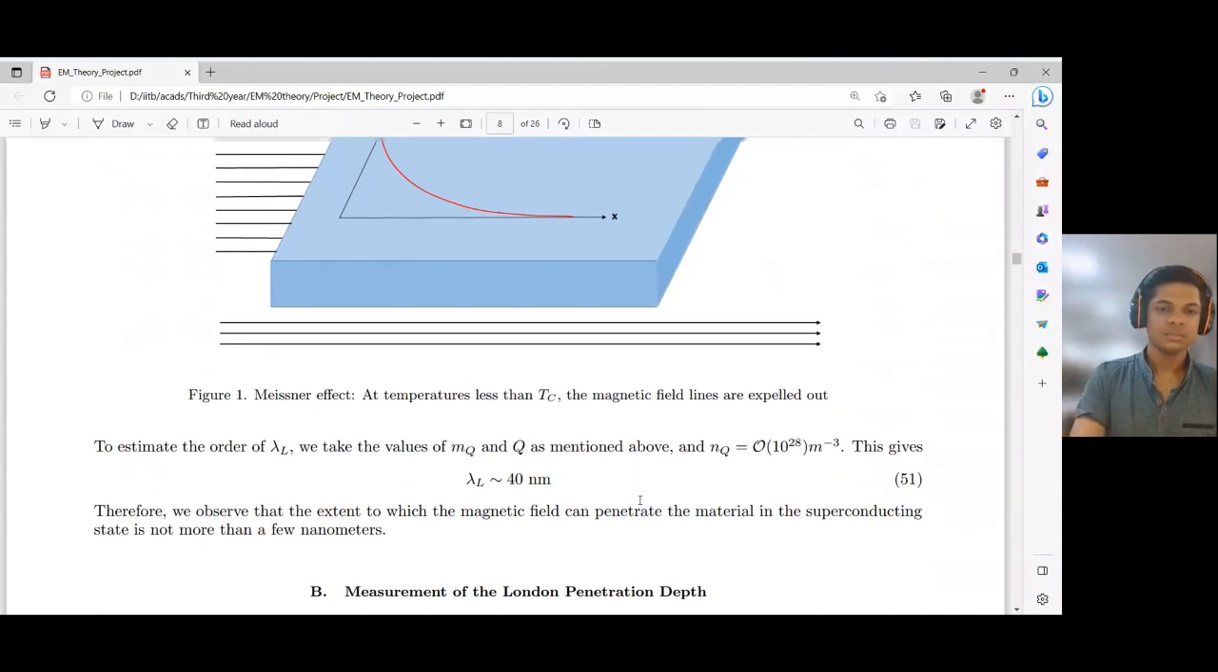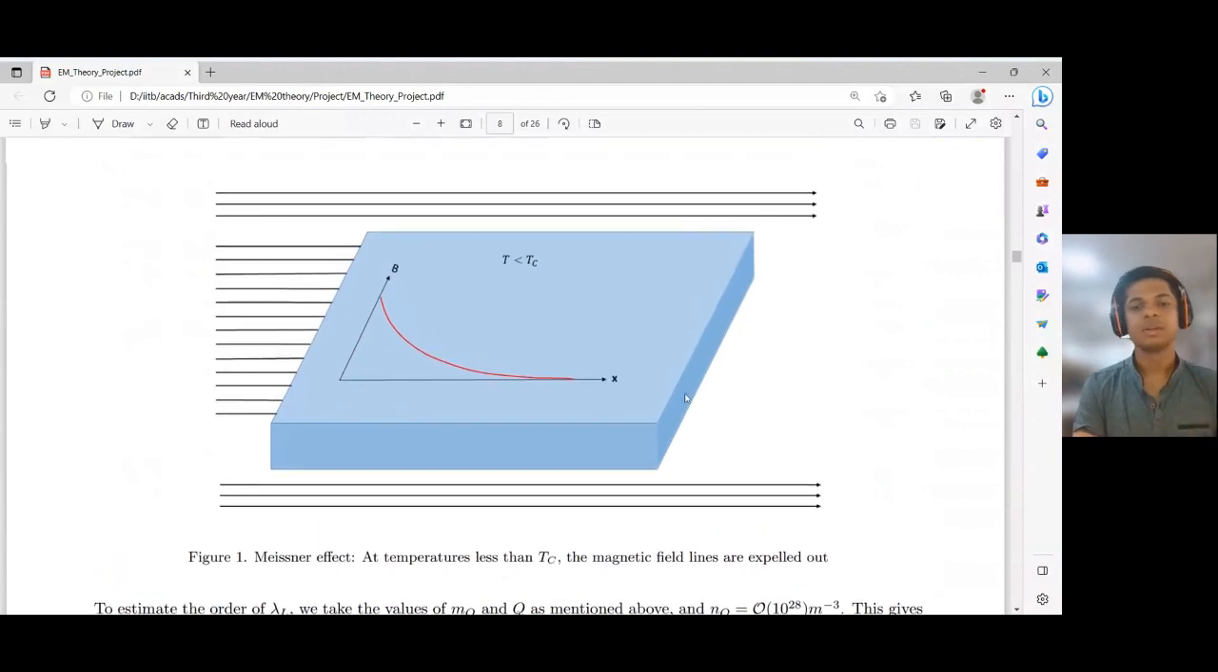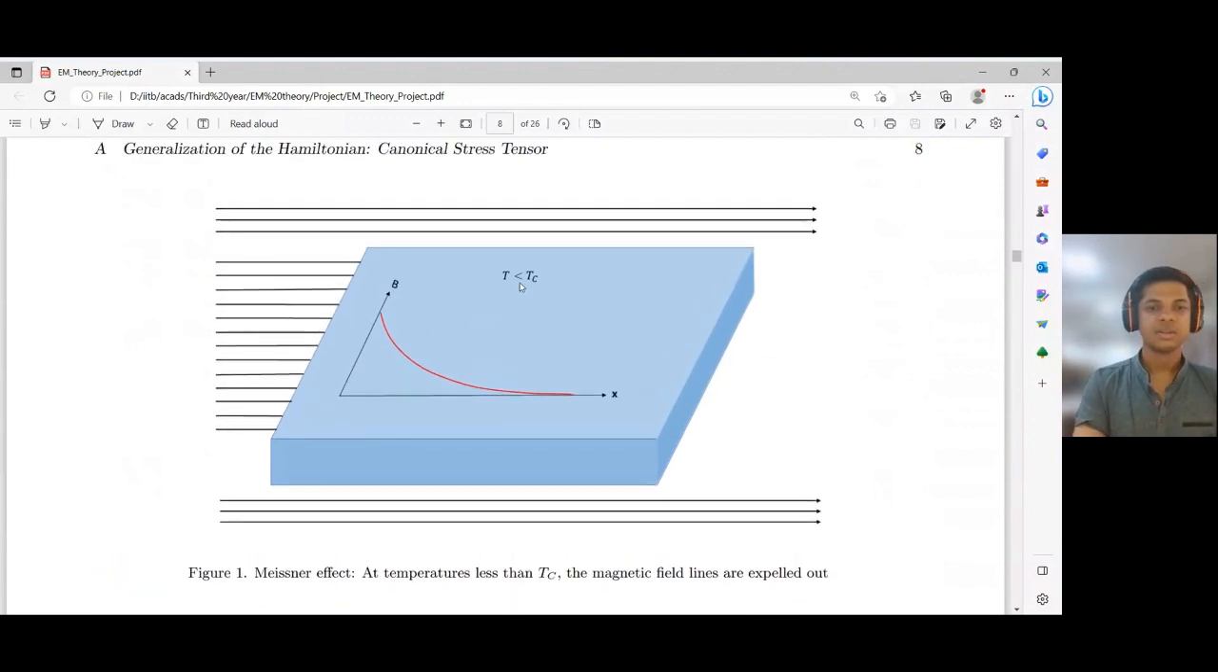Now that is quite less as compared to a millimeter or micrometer sized sample. So this basically explains the Meissner effect. Now a simple diagram is shown here. In this figure we can see that when T is less than Tc, that is the material is in its superconducting state, it does not allow magnetic field, and the graph over here shows the exponential decay of magnetic field B.